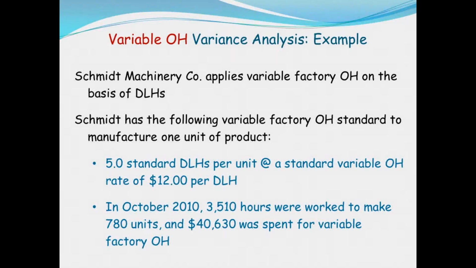They applied 5 standard direct labor hours per unit, at a standard variable overhead rate of $12 per direct labor hour. So what's their standard variable overhead rate per unit sold? $2.4. $2.40? Other direction. It's $12 per hour, and you have 5 hours. $60.